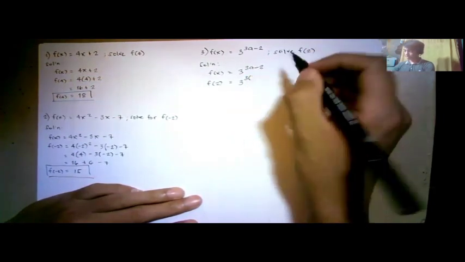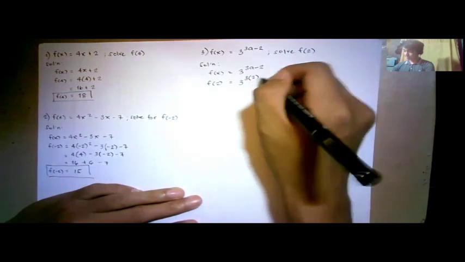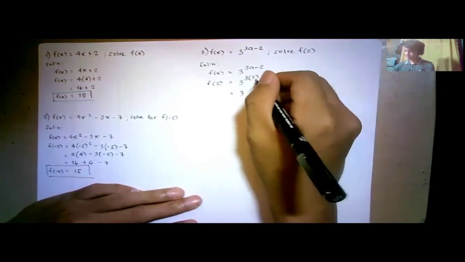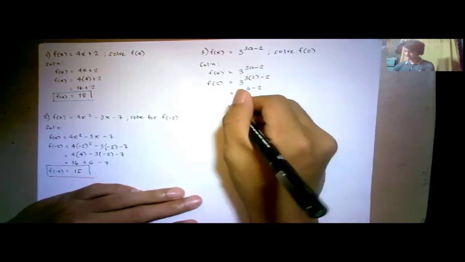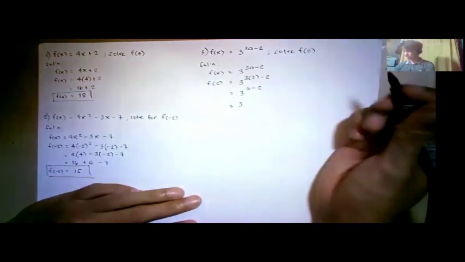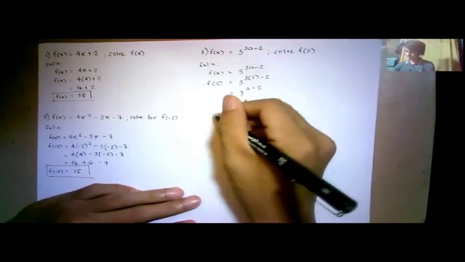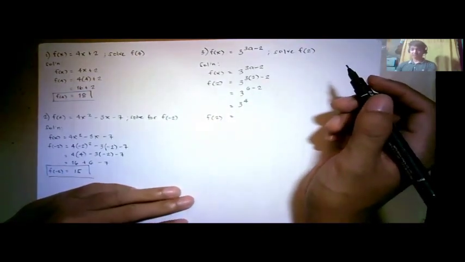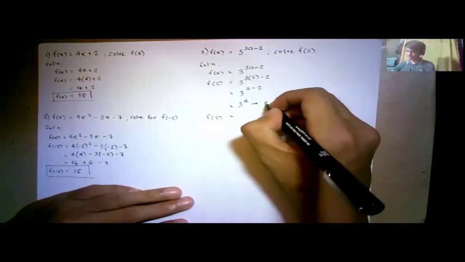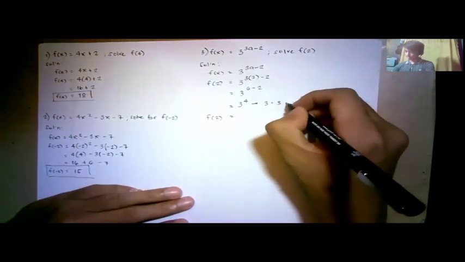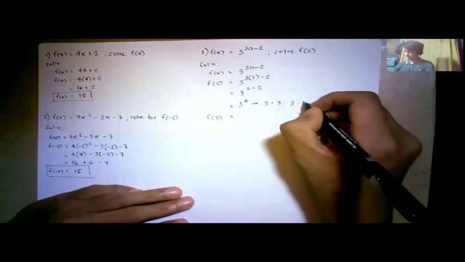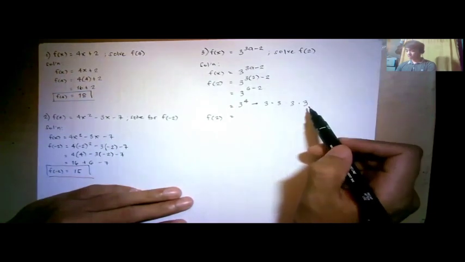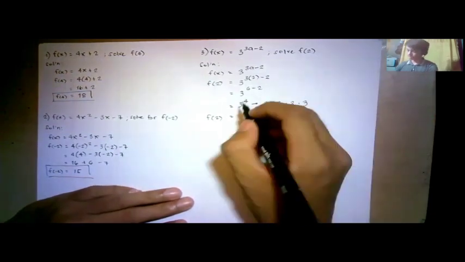So 2 minus 2 is equal to 3 raised to 3 times 2 is 6, minus 2. And then 6 minus 2 is 4. So f of 2 will give you 3 raised to 4, which is 3 times 3 times 3 times 3. So 3 times 3 is 9, times 3 is 27, 27 times 3 is 81.